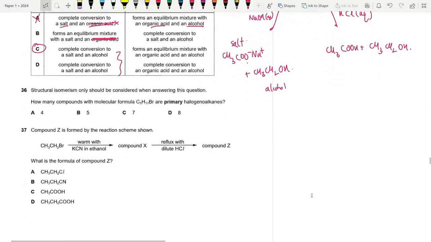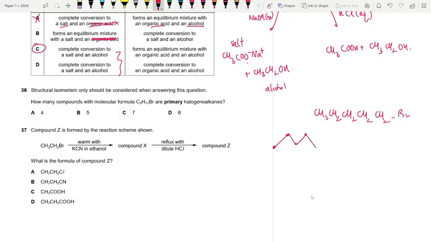36, structural isomerism only should be considered. How many compounds with molecular formula C5H11Br are primary halogen alkanes? Okay, let's start. C5, CH3, CH2, CH2, CH2, CH2Br. C5, 1, 2, 3, 4, 5, 6, 7, 8, 9, 10, 11, right? So I'm drawing this compound right here.